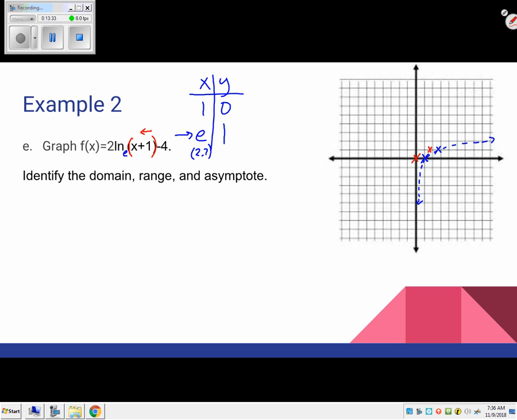Now, since that's all I'm moving as far as left and right, if you want to go ahead and draw your vertical asymptote, you can. Or you can save that fun for the end, whichever one you want to do. But I know it's going to be right there because that's as far as I'm moving it left and right.